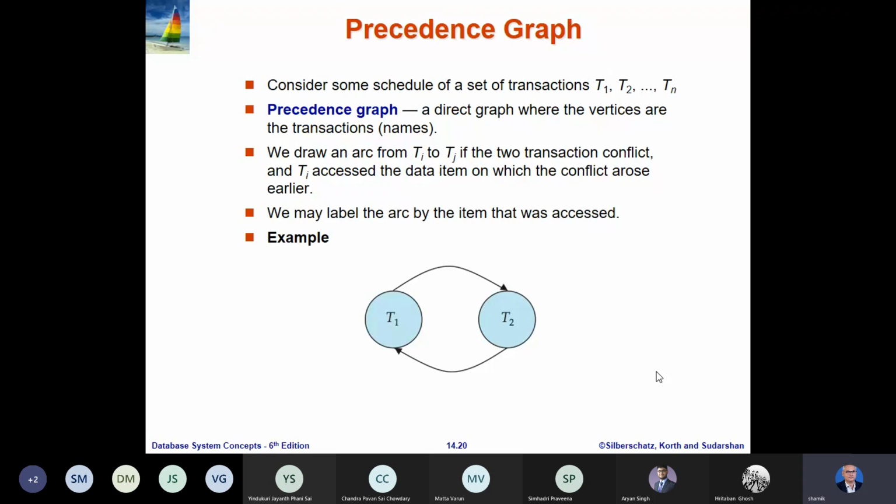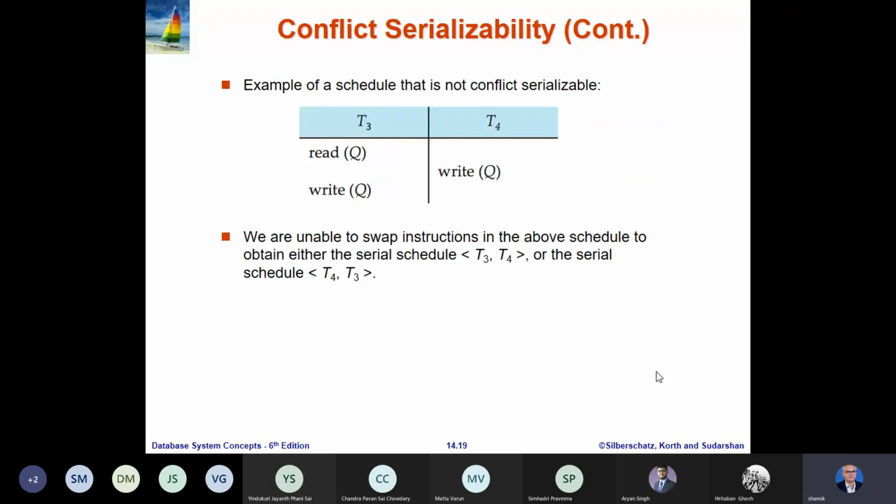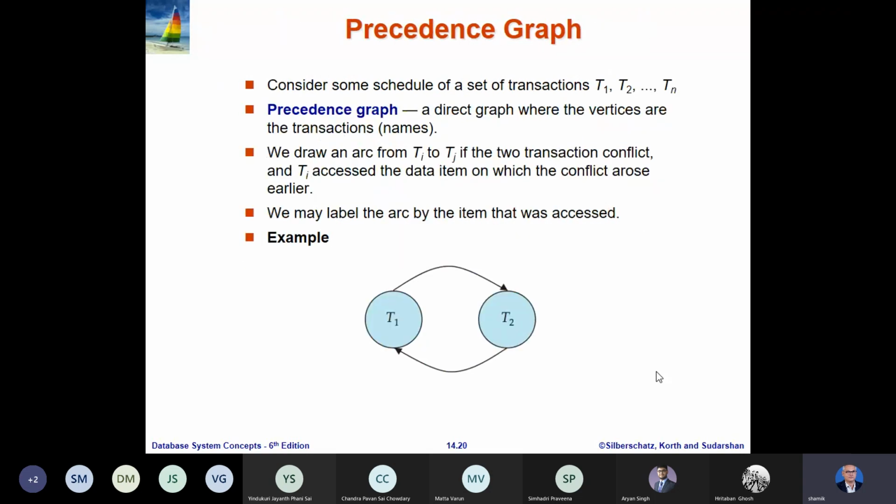Now, how can we determine this? There could be many such transactions that are happening. So how do you determine whether any schedule that is given to you is conflict serializable or not? What we do is create what is called a precedence graph and see if there is a cycle. Each of these transactions forms a node of the graph. And then we draw an edge from T1 to T2 under certain situations.